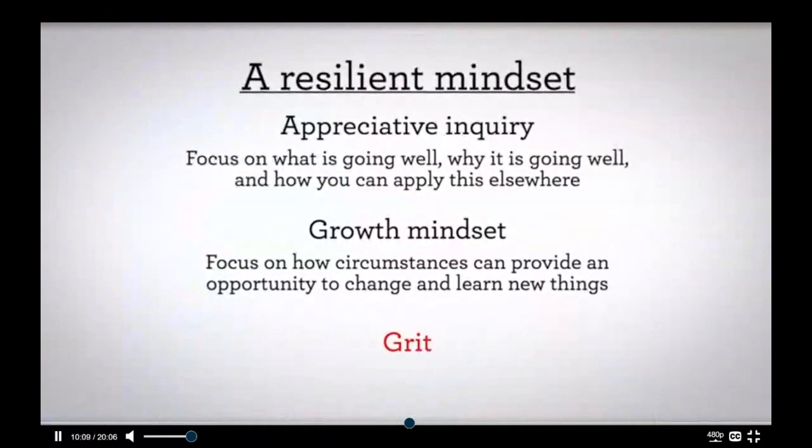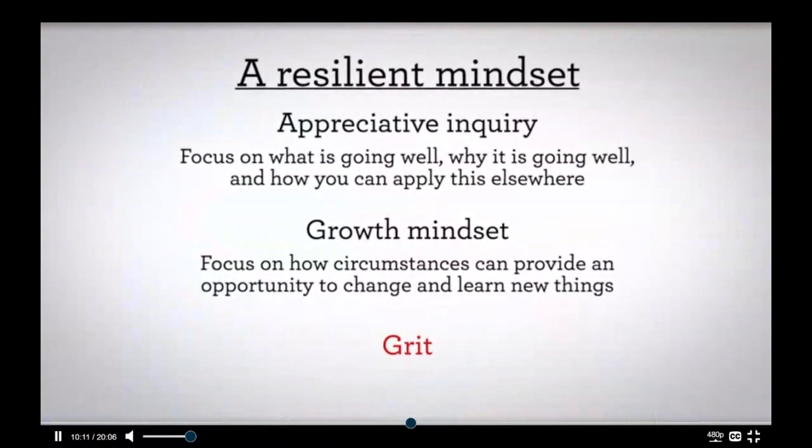But I pushed that aside and just said, you know what? This is an opportunity to keep growing, an opportunity to keep learning. And not only would I benefit, but of course my students would benefit. So that was the second mindset that I grabbed onto. Found it really helpful. And the third mindset is grit.